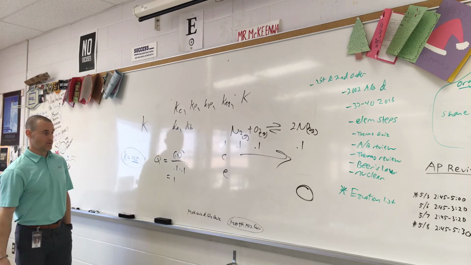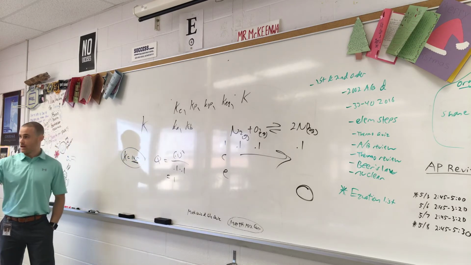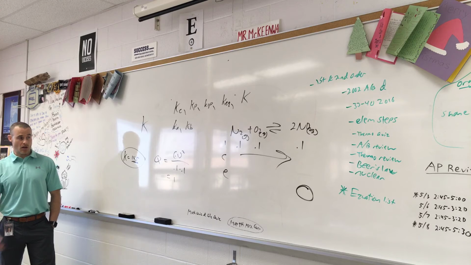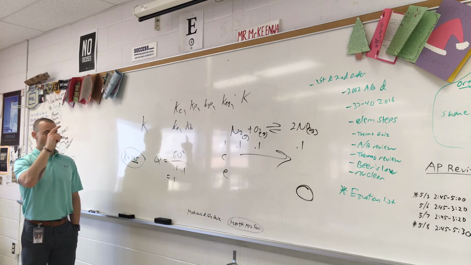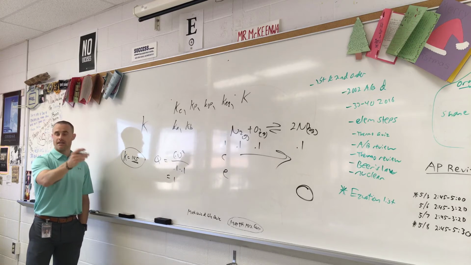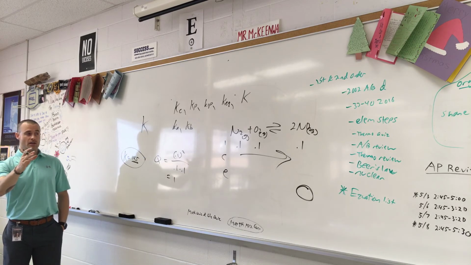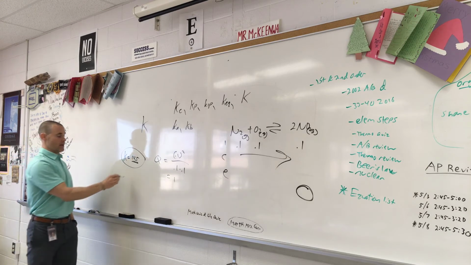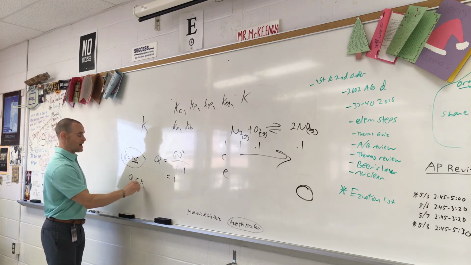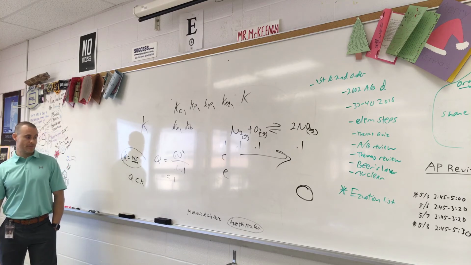Again, we'll do a practice problem, if not now, after school. I'll do one with you, an actual AP question. But the relationship between Q and K tells you which one is favored when it's going towards equilibrium. So if Q is less than K, that means we're favoring products. Why?